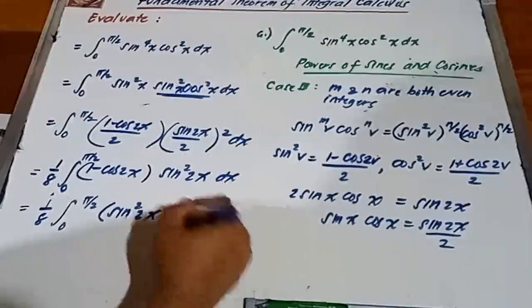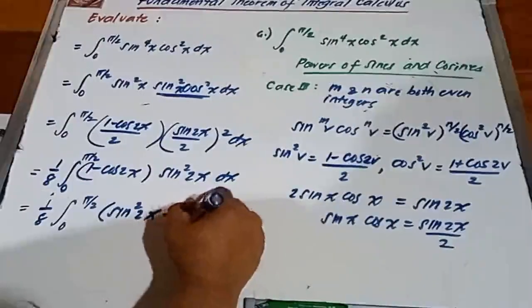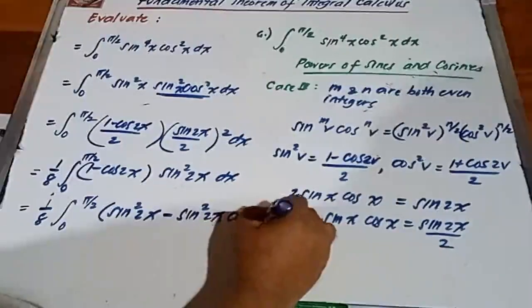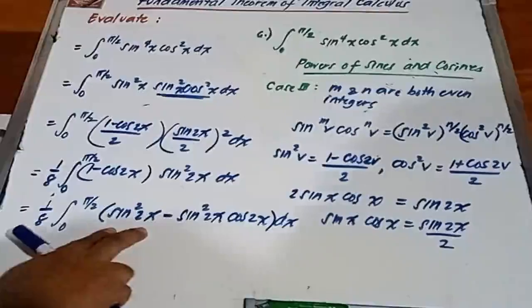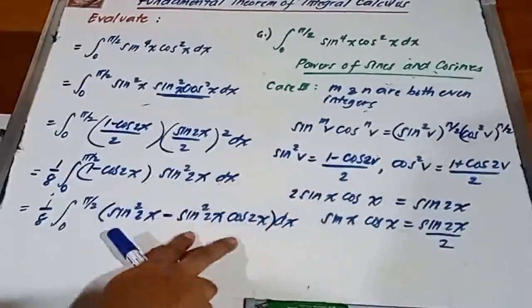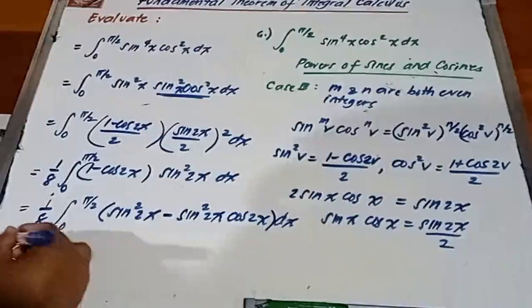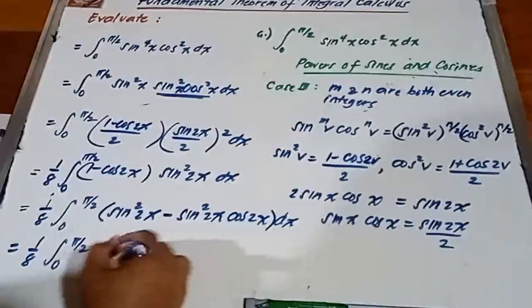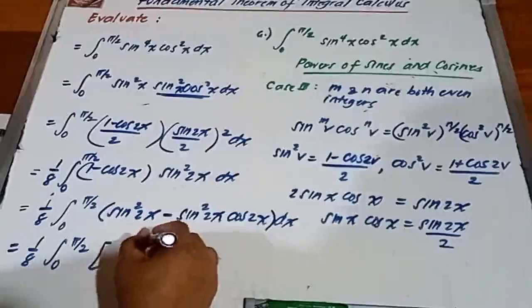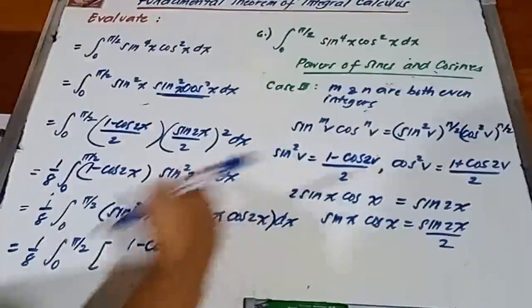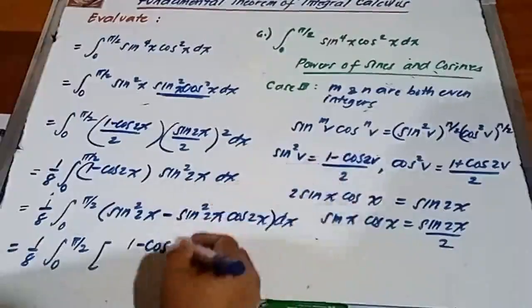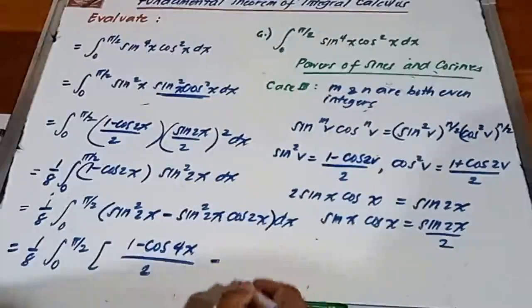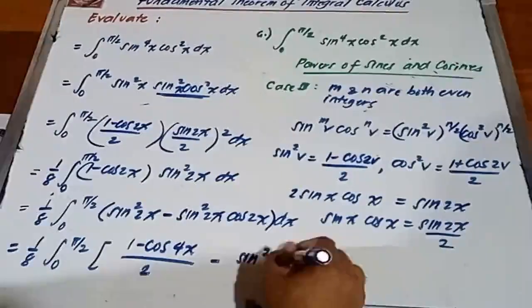Minus this one, that is sine squared 2x, then cosine 2x times dx. Ito, pwede natin gamitin ito. Okay? Then ito, pwede natin mag-use substitution na lang tayo. So 1 over 8, 0 to pi over 2 is equivalent to 1 minus cosine. So, ang ating v dito ay 2x. So, 2 times 2x, so that will become 4x over 2. Okay? Minus sine squared 2x.